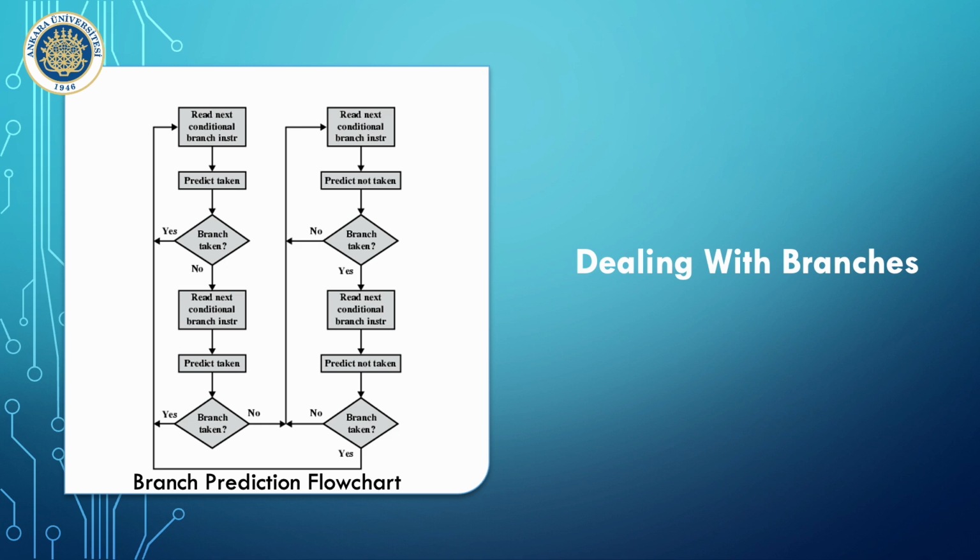This flowchart shows the decision-making process of a branch prediction mechanism. When the CPU encounters a branch, it consults its prediction logic to decide whether to fetch from the branch target or from the next sequential address. Later, when the branch condition is resolved, the processor compares the actual outcome with the prediction.